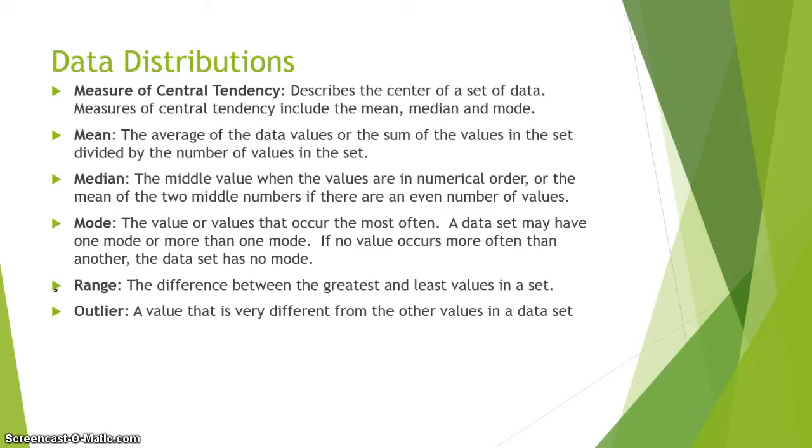The range is the difference between the greatest and least value. So you would take your greatest value and your least value, and subtract the 2 to find your range. And your outlier is a value that is different from the other values in the data set. So maybe you have numbers 1, 2, 3, 4, 5, and then a number 30. 30 would be your outlier with the set of data.